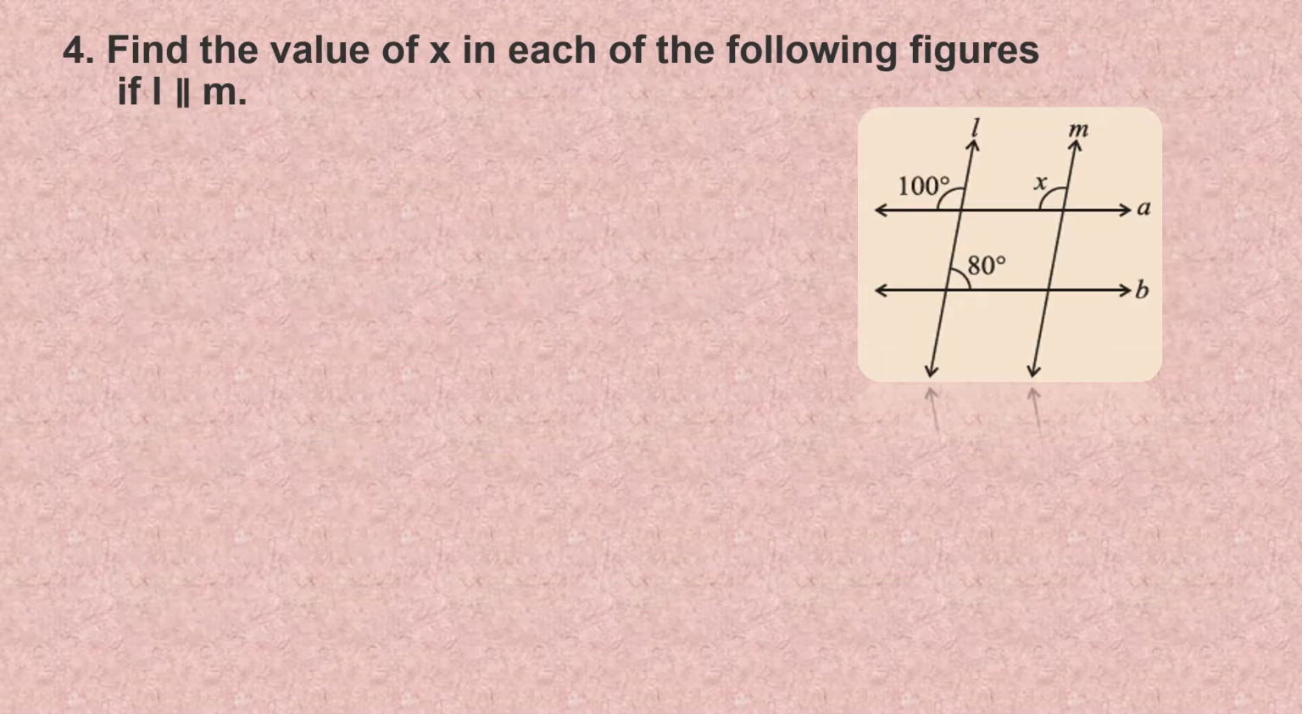Find the value of x in each of the following figures if L is parallel to M. So look at the picture. L and M are two parallel lines. We have two transversals A and B. So it is very easy to find the angles. What are the angles equal here?